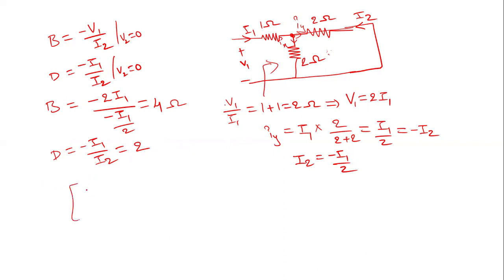Now the ABCD parameters can be written in matrix form. We have determined A is 2.5, C is 1, B is 4, and D is 2. These are the ABCD parameters. Only C is measured in mho and B is measured in ohms. A and D have no units. These are transfer voltage ratio and current ratio.